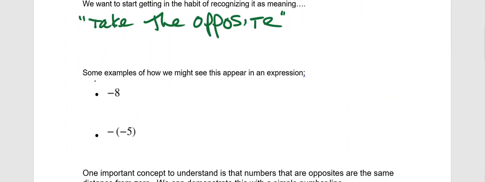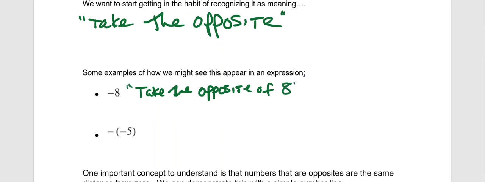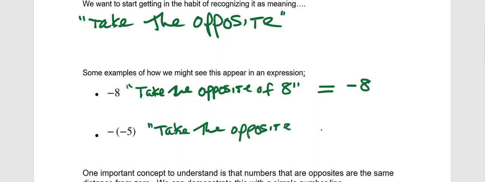So some examples, this is nothing more than, take the opposite, if I really thought about it, take the opposite of 8. And we know that's going to equal negative 8, which is what it says already. This says take the opposite of negative 5. But if we start at negative 5 and we take the opposite, that's going to get us to positive 5. So two negatives cancel each other out and become positive. You've learned that before, okay?